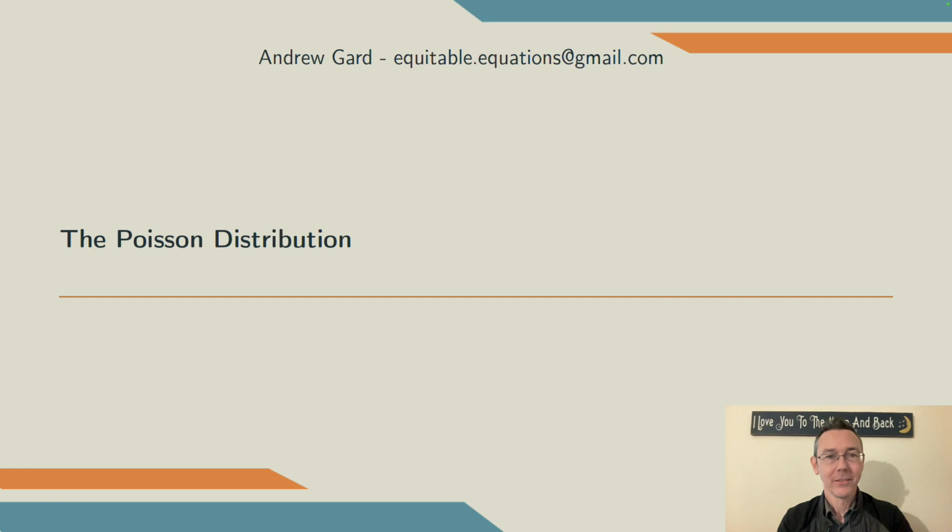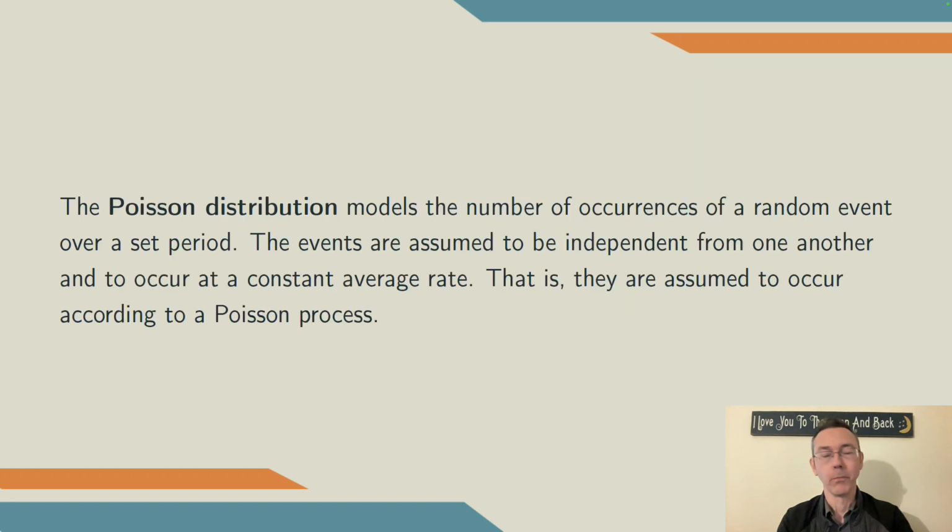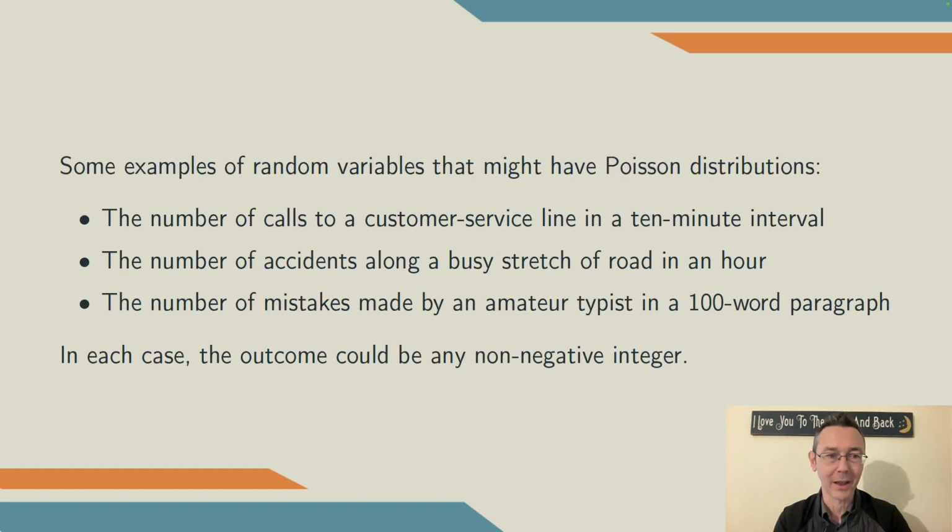Hey everybody. Today we're talking about the Poisson distribution, which models the number of occurrences of a random event over a set period of time. The events are assumed to be independent from one another and to occur at a constant average rate. In other words, they're assumed to occur according to a Poisson process.